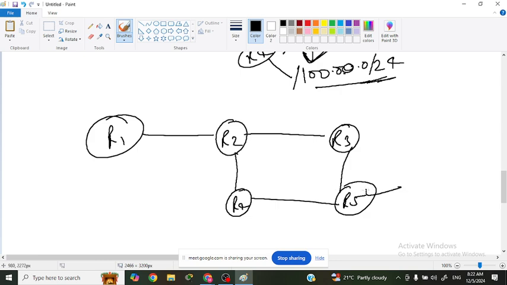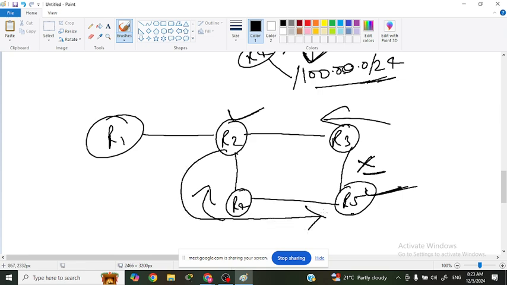About the R5 prefixes, R2 is getting them from this router and this router, from both routers. Okay? If suddenly this link goes down, R2 will not get the R5 path from here. It can send the packets from here also. So now R2 will not generate a query message. Did you understand?